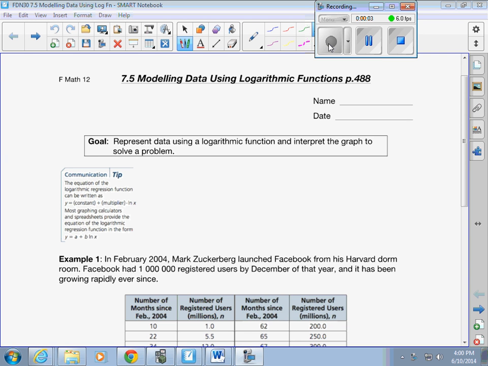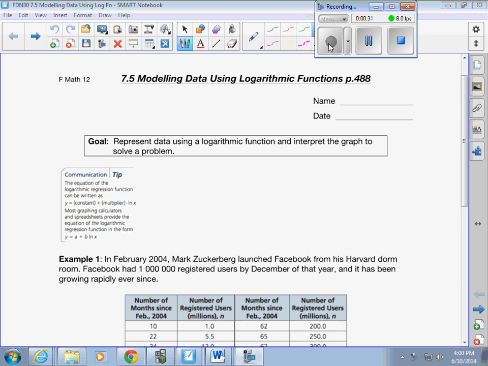7.5 is modeling data using log functions. So we looked at graphs of log functions in the last section. Now we're trying to apply that to data, see what you can either interpolate or extrapolate from data when you're given it. So it says the equation of the log regression function can be written as y is equal to a constant plus your multiplier times natural log of x.